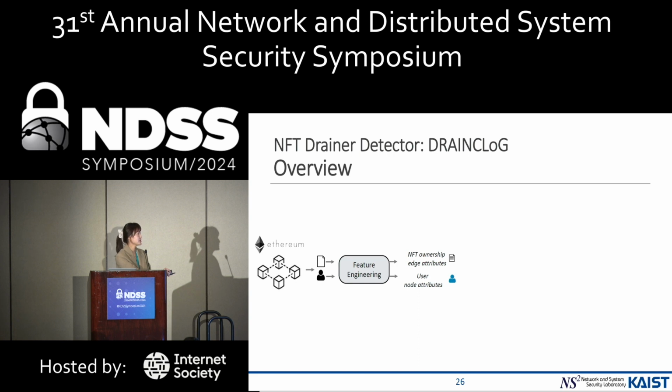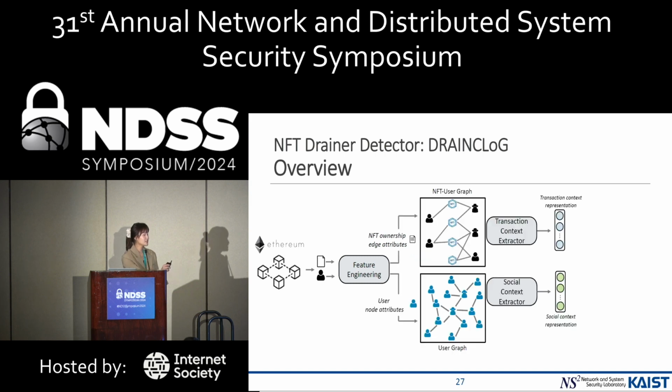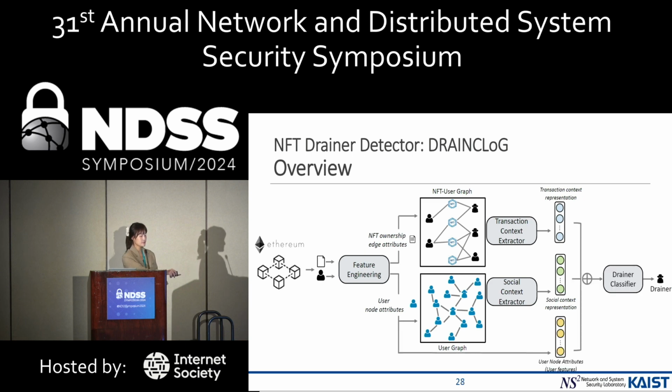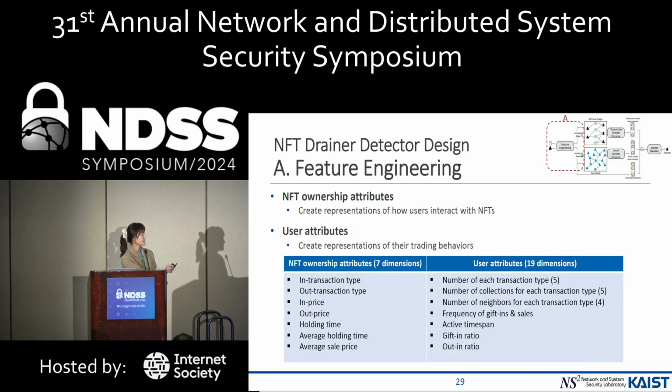Now I'm going to introduce the overview of our NFT drainer detector, DRAINCLoG. First, we perform feature engineering to get 2 attributes. Each attribute is used to construct an NFT user graph and a user graph. Each graph is used to train a graph neural network to learn transaction context and social context respectively. These 2 representations are combined with the user node attribute and fed into the last classifier. So I'm going to introduce each module in detail.